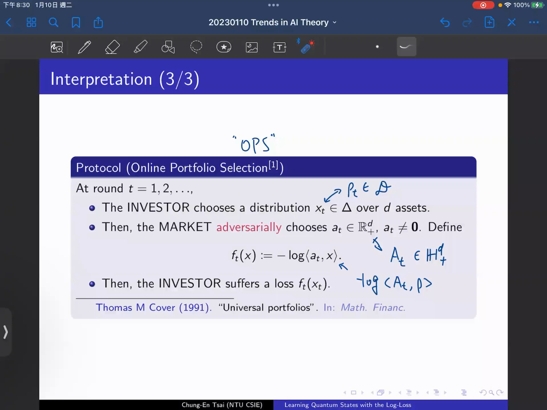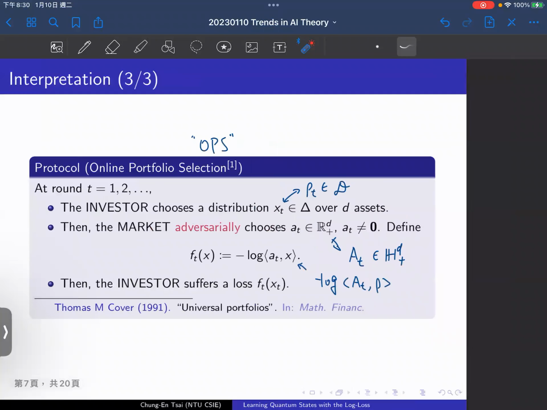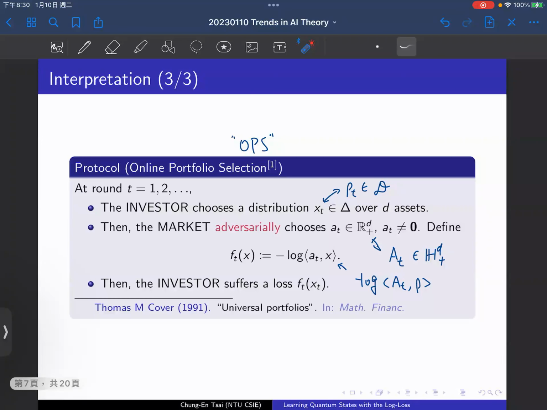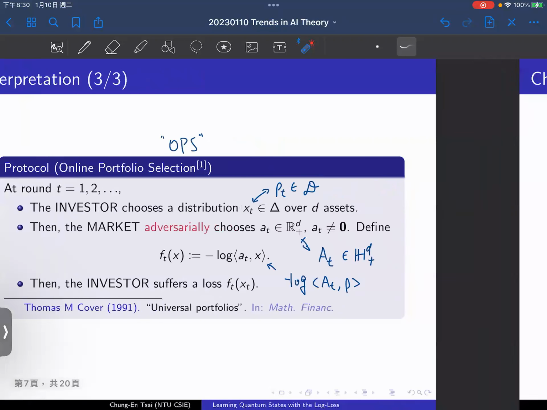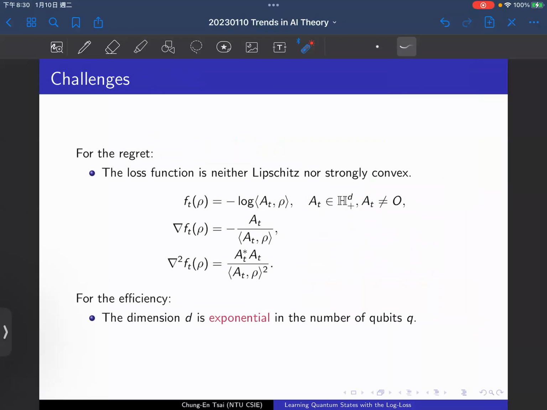Okay, are there any questions? Then I will go to the next page. So now we have described why the problem is important, and we'll now discuss why the problem is hard. First, for the regret, we want to make the regret as small as possible. And for the regret part, you can notice that the loss function is neither Lipschitz nor strongly convex, which violates the standard assumptions in online convex optimization.